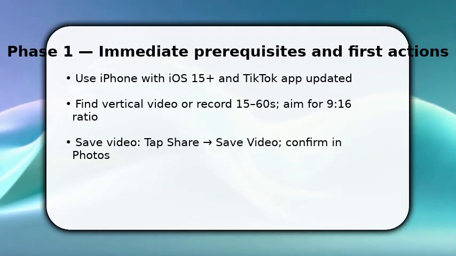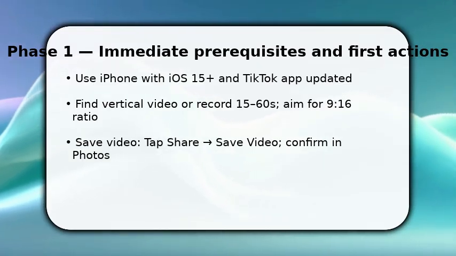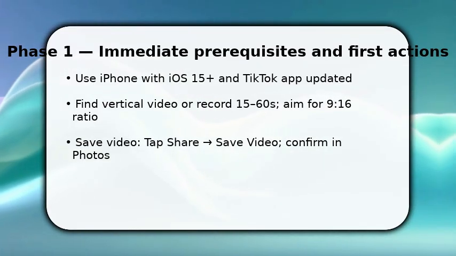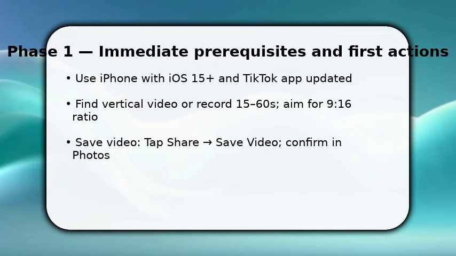You start by grabbing the exact clip you want from TikTok. Open TikTok, locate or record a vertical 15-60-second clip in 9:16. Once you have it, tap Share and Save Video. Make sure the clip appears in Photos.